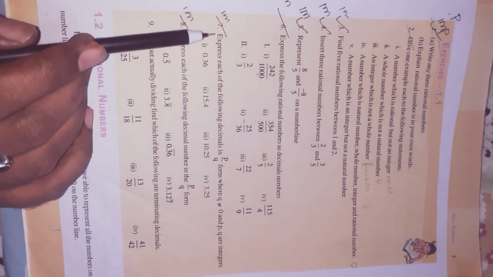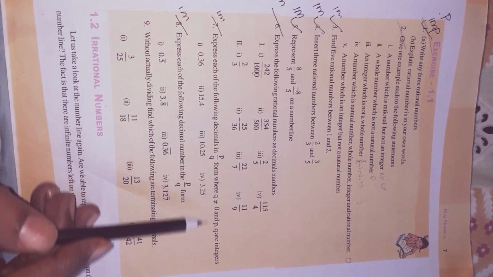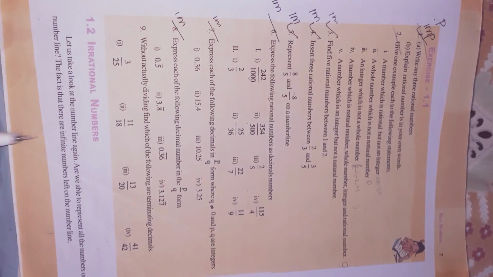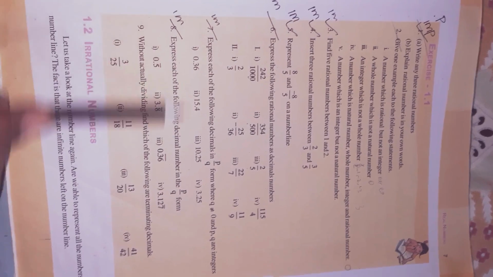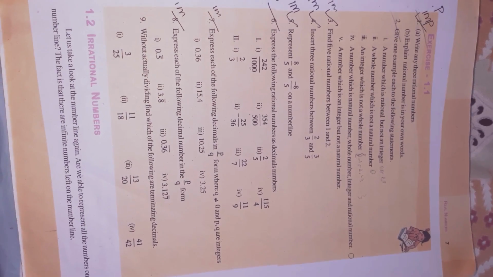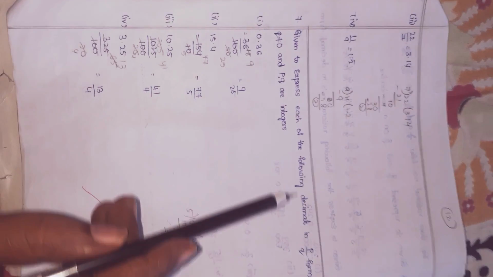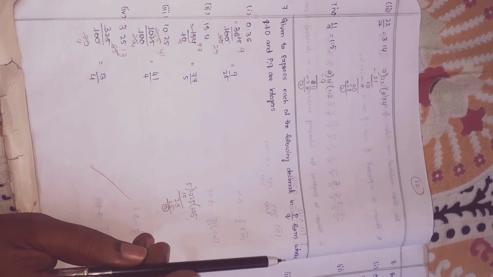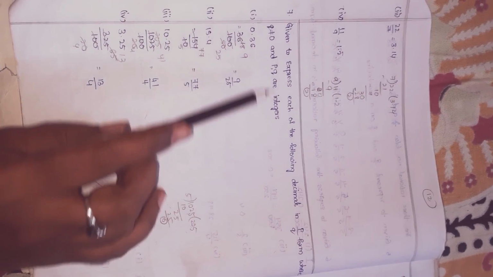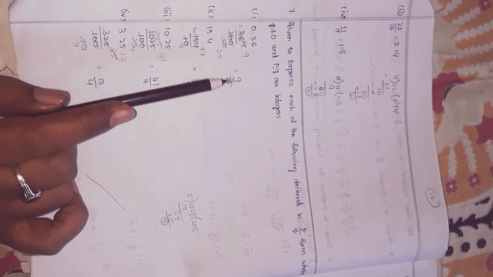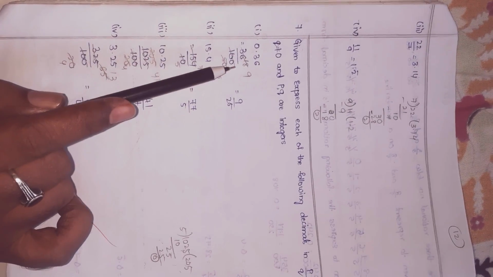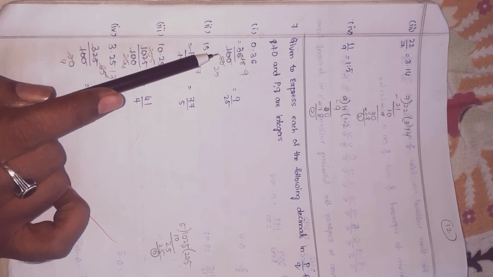Next seventh problem is given like this children. Express each of the following decimals in p by q form where q not equal to 0 and p, q are integers. So this is the problem given children. So we will see one by one. So given, express each of the following decimals in p by q form children, where q not equals to 0 and p, q are integers. So 0.36 children. So this can be written as 36 by 100.